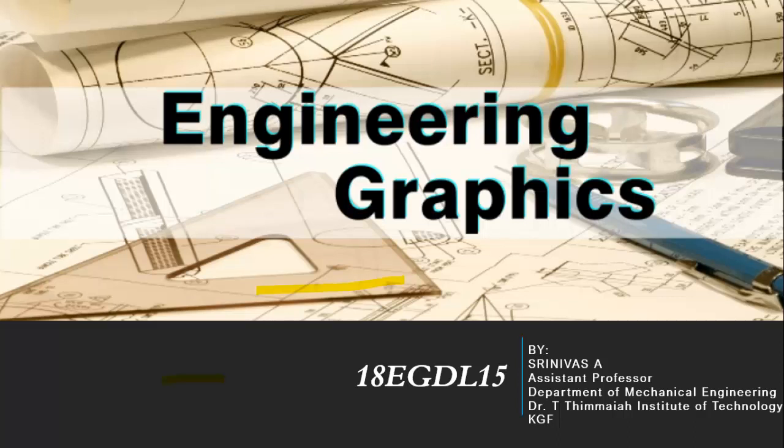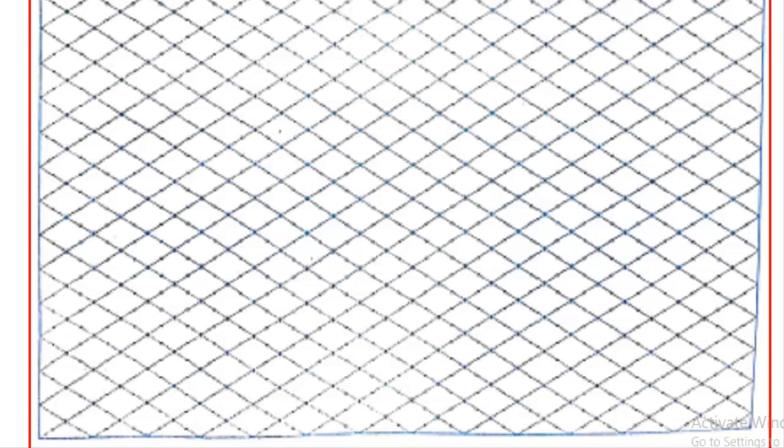Today's session we will discuss how to draw the isometric view by using isometric sheet, that is a manual drawing of different basic shapes like cylinder, cone, sphere. And in cylinder we have two kinds: one is vertical placing cylinder and second one is horizontal facing cylinder. Those things we are going to discuss now.